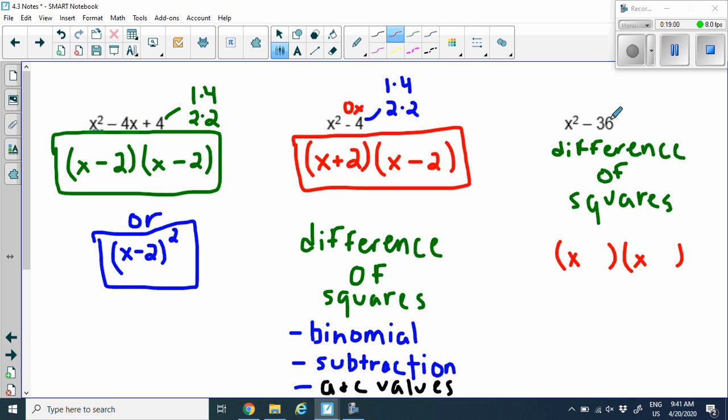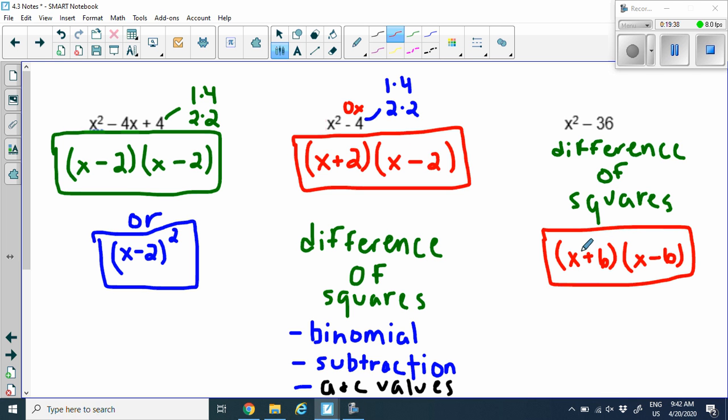So if we think about it, what is the square root of 36? That's going to give us the numbers that we're going to put into our sets of parentheses. Well, the square root of 36 is 6. So I place 6 and 6, which I know multiplies to 36. One has to be addition, one has to be subtraction, because a positive 6 minus 6 gives us our 0x in the middle. And a 6 times a negative 6 gives us that negative 36. So that is our factorization of a difference of squares.